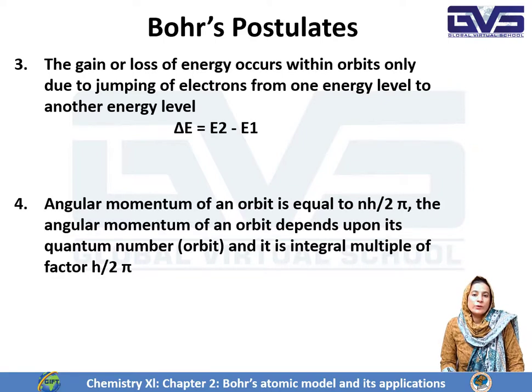And the fourth postulate is about the angular momentum of the orbit. You know, an electron revolves in a circular path. It has mass and velocity, but it is moving in a circular path, so it has angular momentum.